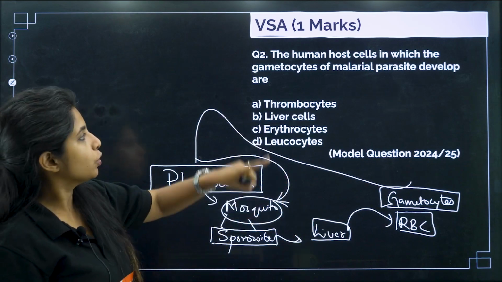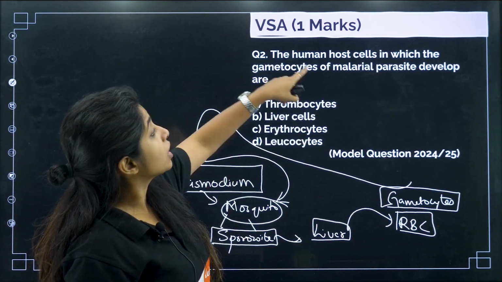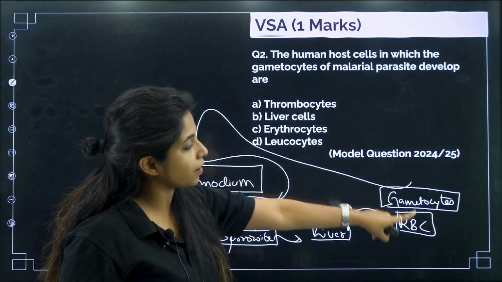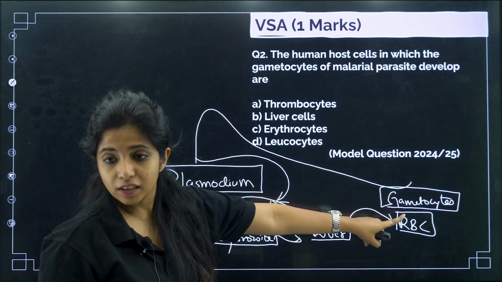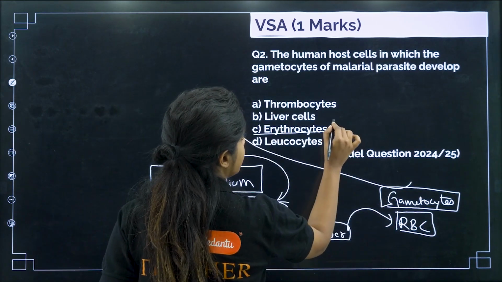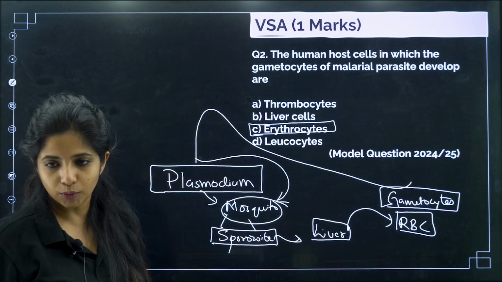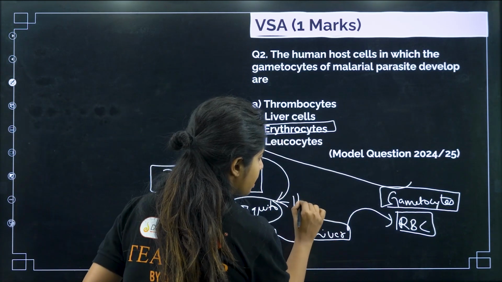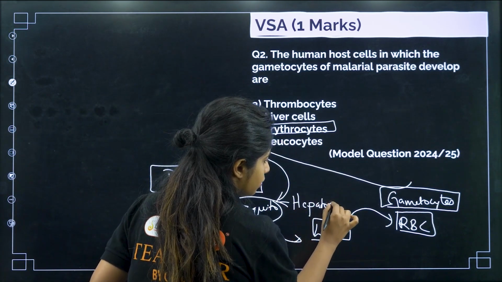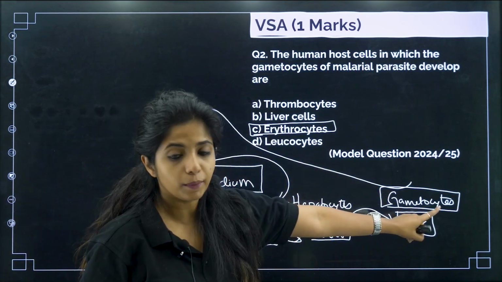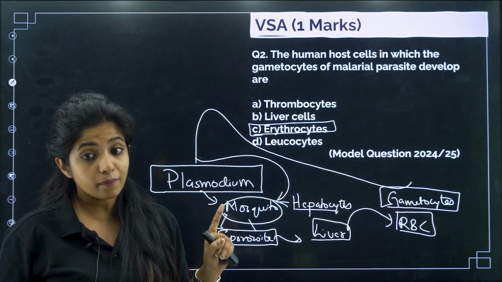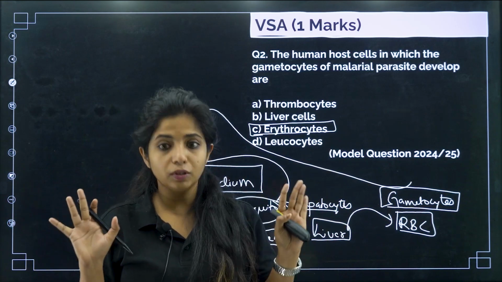So, the human host cells in which gametocytes of the malarial parasite develop are, which is that cell where the gametocytes are developing? It is the erythrocyte, that is, RBC. Liver cells, you call them hepatocytes. In liver cells, they don't form gametocytes. The next stage of development comes only in the RBC. But in RBC also, they won't be forming gametes. The gametocytes are being formed.